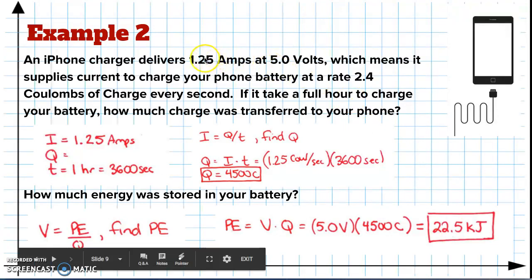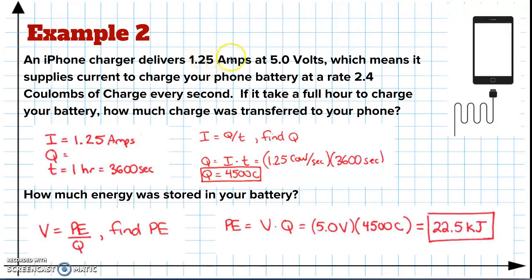So in summary, the current measured in amperes tells you the rate that charge is flowing. It's the charge divided by the time. And we can use that to figure out how much charge we need or how long it will take to charge something. Okay, so now you're going to hop online and go to some problems where you're going to practice yourself solving these.